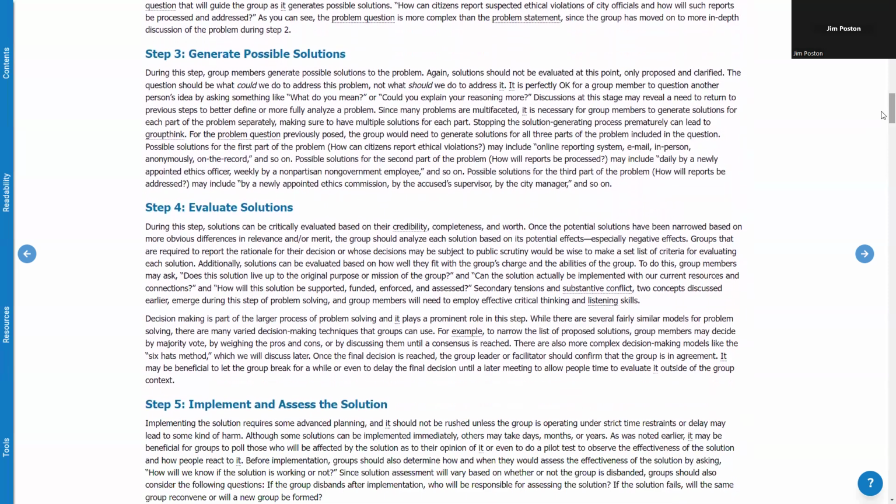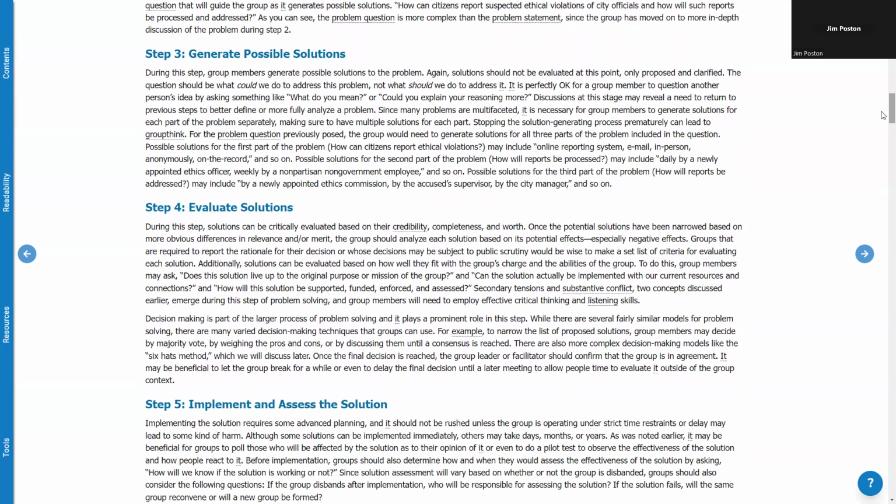Heading: Step 3: Generate possible solutions. During this step, group members generate possible solutions to the problem. Again, solutions should not be evaluated at this point, only proposed and clarified. The question should be, what could we do to address this problem, not what should we do to address it. It is perfectly okay for a group member to question another person's idea by asking something like, "What do you mean?"